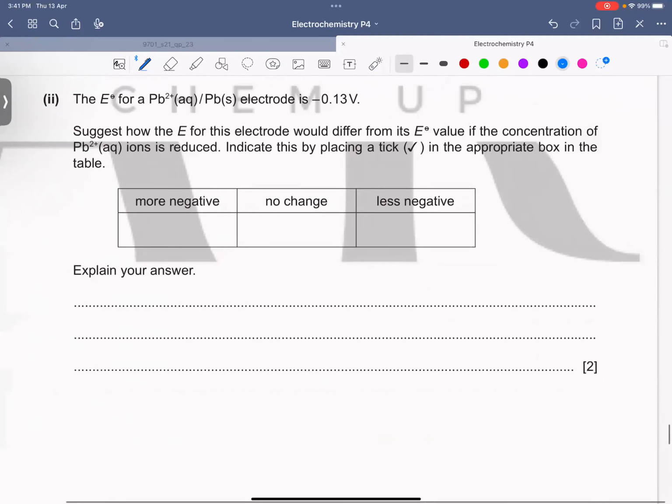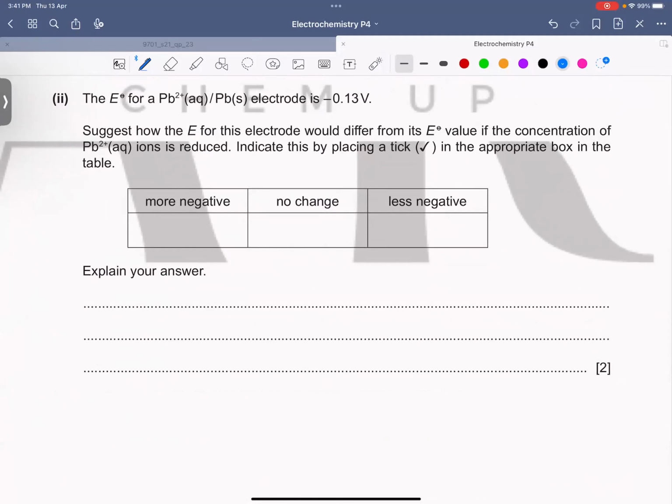Okay, how you will do this? Read the question carefully and tell me how would you do this. The E naught for a lead-2 positive aqueous and lead metal electrode is 0.13. Suggest how the E for this electrode would differ from its E naught value if the concentration of lead ions is reduced. Yes.